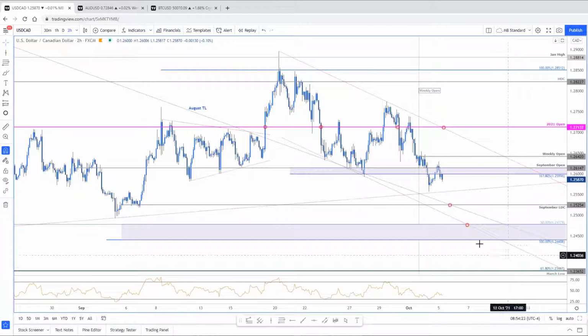Questions on Looney? Again, this is one that we'll be watching very closely into the close of the week as we head into non-farm payrolls and Canada employment data. Might be the catalyst we need to finally charge the break.